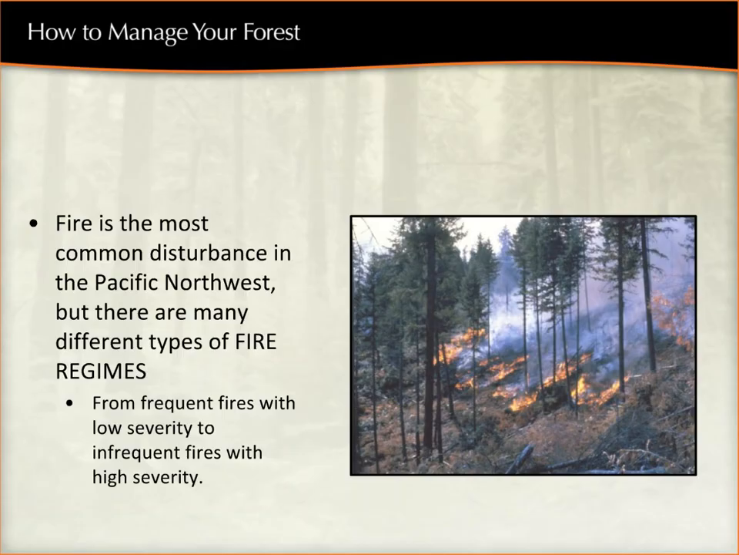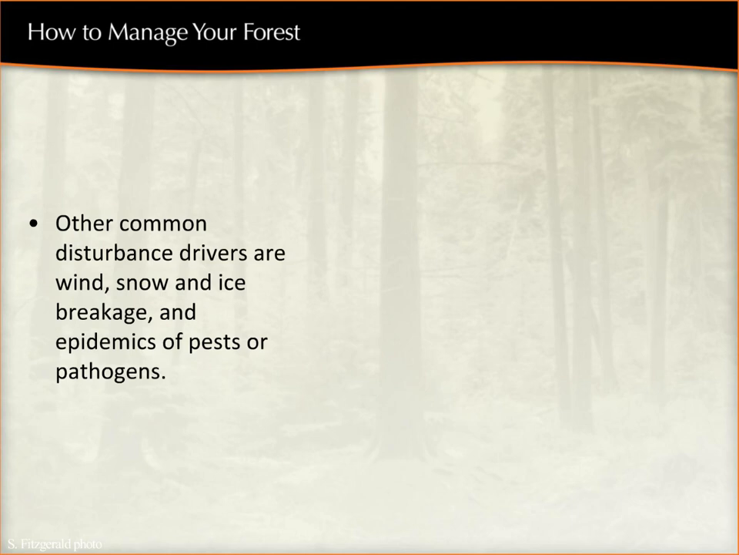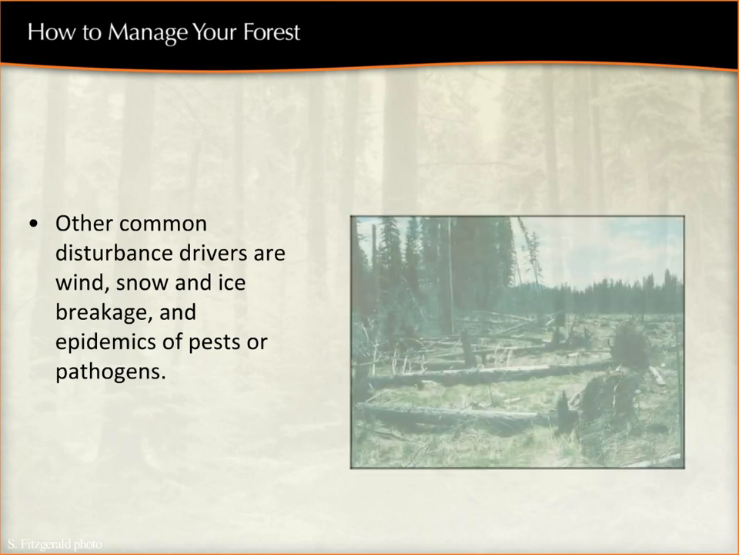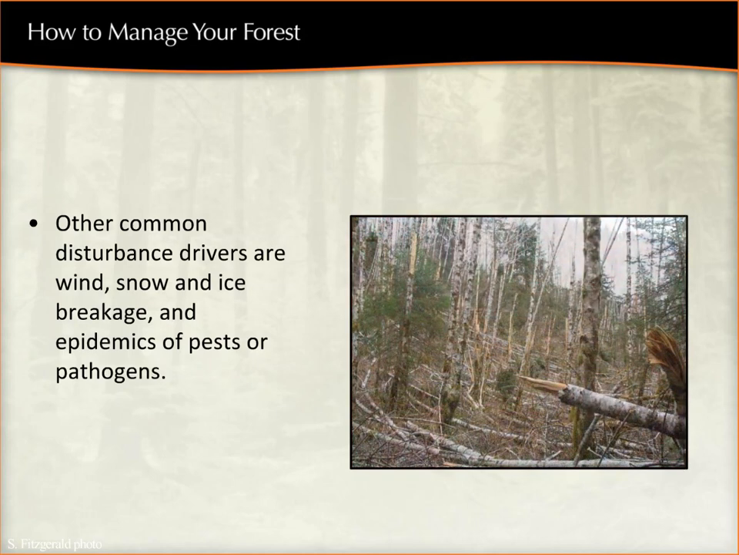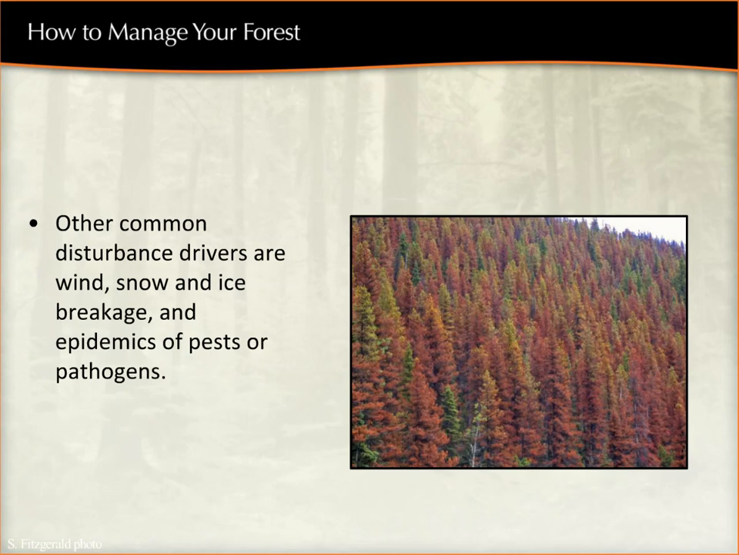Since disturbance is so often the major driver of succession, we often refer to the disturbance regime as another characteristic of an ecosystem. Fire is the most common disturbance in the Pacific Northwest, but there are many different types of fire regimes, from frequent fires with low severity to infrequent fires with high severity. Other common disturbance drivers are wind, snow and ice breakage, and epidemics of pests or pathogens, such as mountain pine beetle in lodgepole pine.